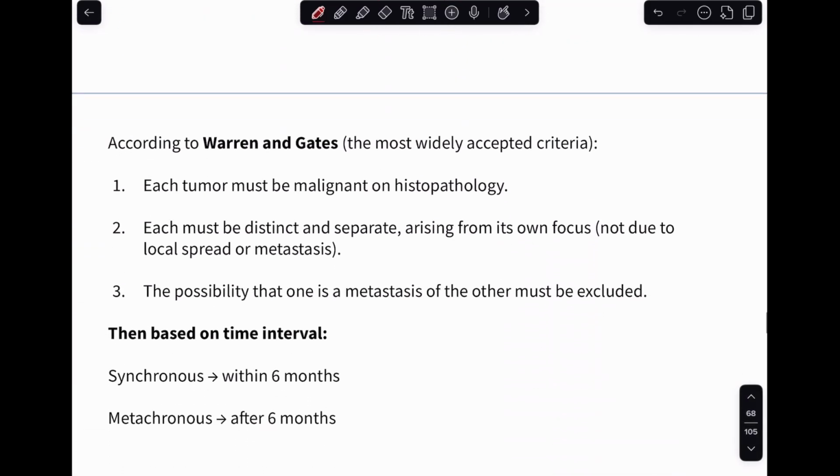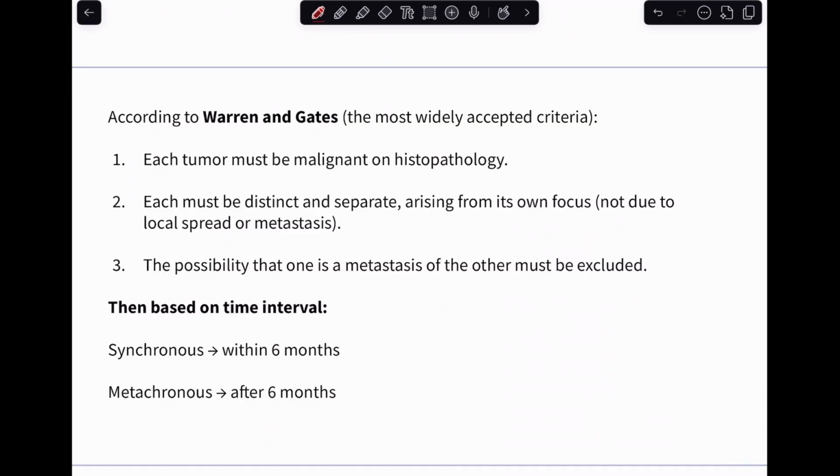And according to Warren and Gates, which is the most widely accepted criteria for synchronous and metachronous tumors, first, each tumor has to be malignant on histopathology. Second, each tumor must be distinct and separate, arising from its own focus, not happening because of local spread or metastasis. And third, the possibility that one is a metastasis of the other has to be excluded. It has to be a distinct and separate tumor. That is the criteria of Warren and Gates to determine synchronous and metachronous tumors.